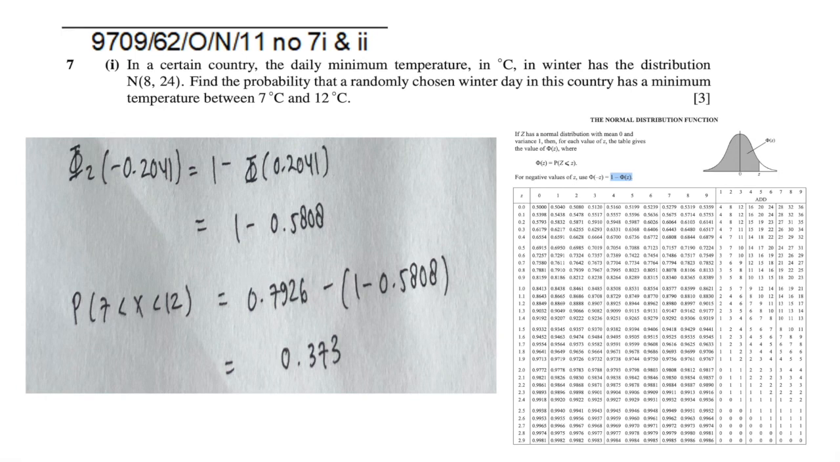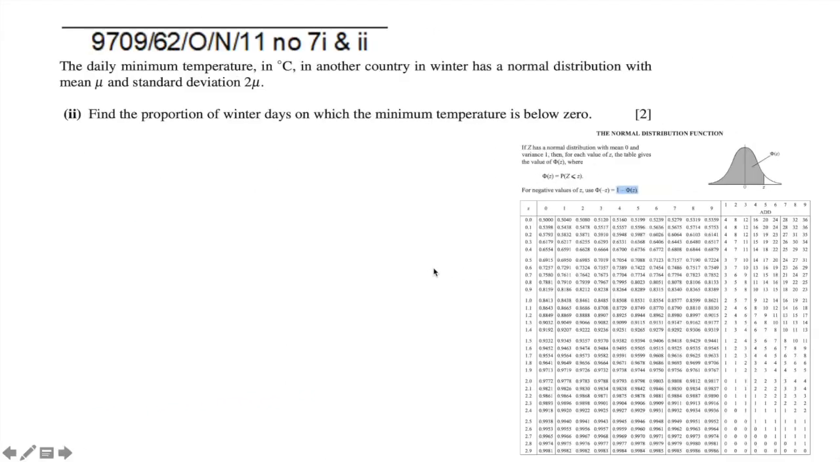So we subtract 1 minus 0.5808 from 0.7926, and we get the final value of 0.373. This is the final answer for question 7I. Okay, now let's see the next question.